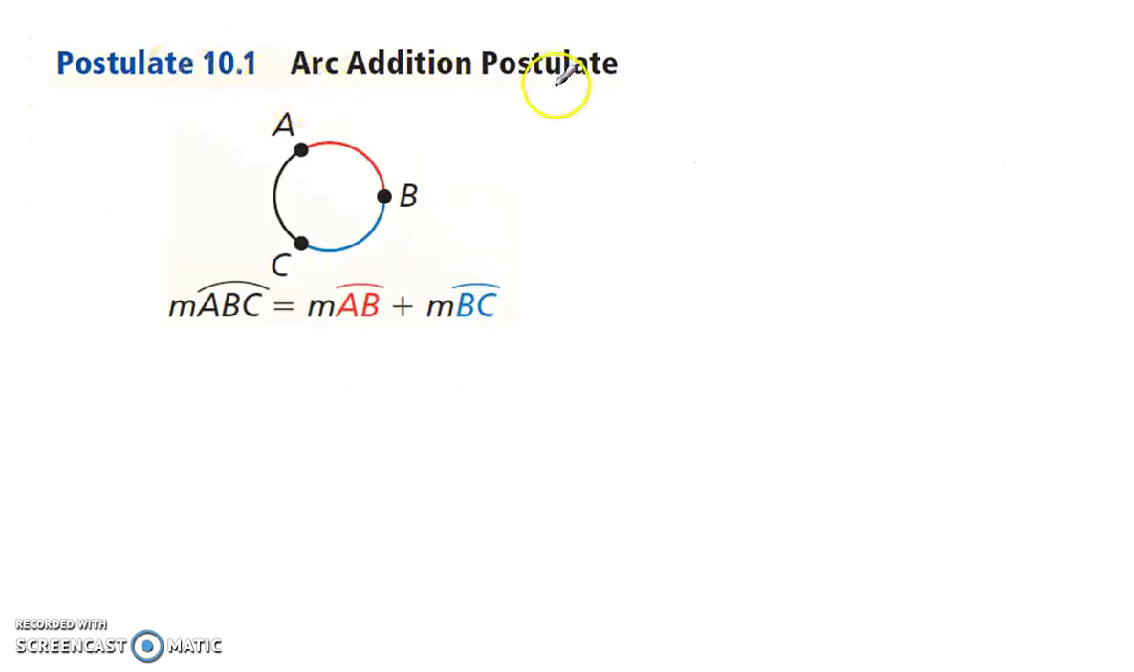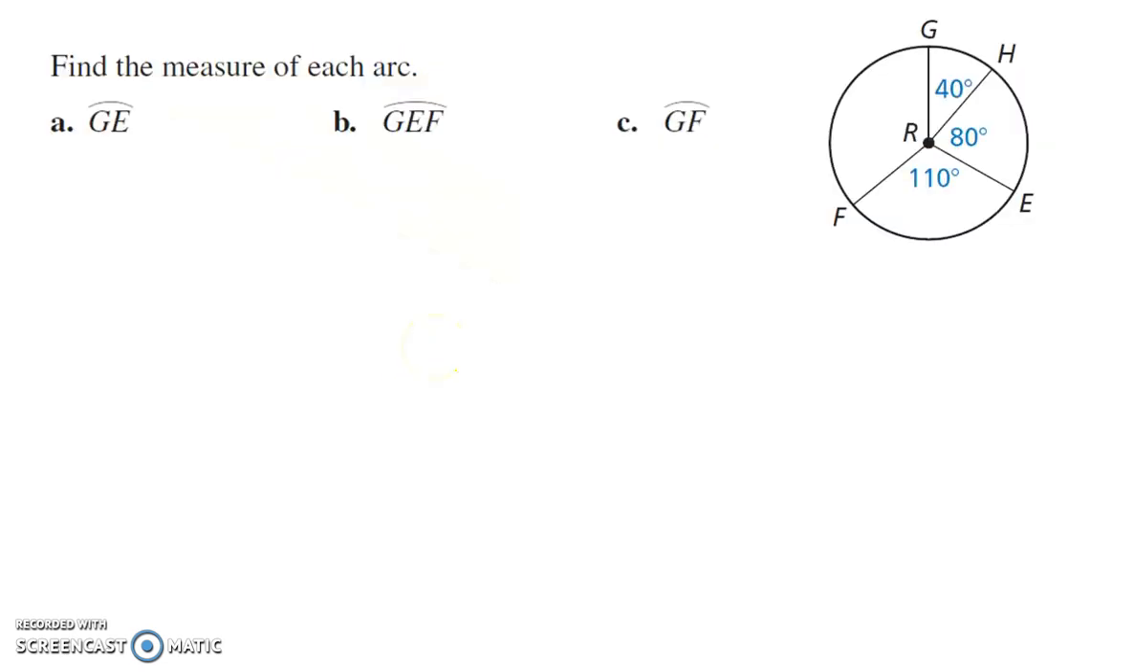Okay, the arc addition postulate says if you have two adjacent arcs, then the arc from one point to the other is the addition of both. So arc ABC is arc AB plus arc BC. Pretty easy stuff right here.